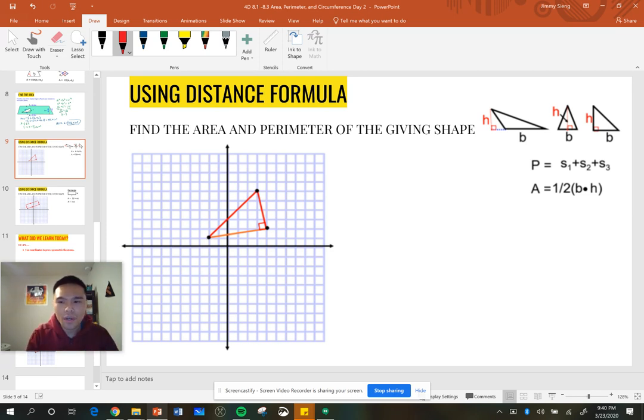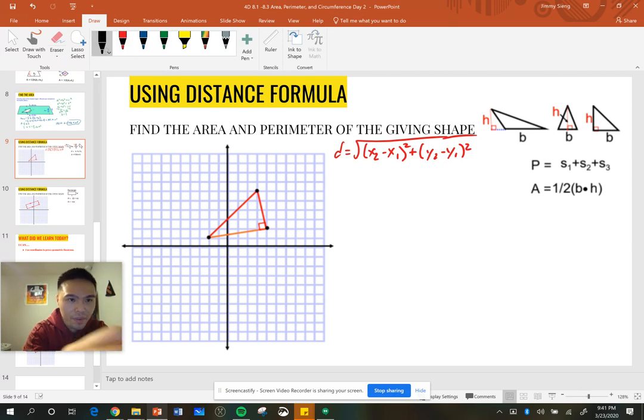So I need to know the side length of each of those sides. Right now, I can't really count them, right? If I try to count them, I can guesstimate it, but that's not going to be right. So what I need to do is use my distance formula. Remember distance formula? That's going to be the square root of x2 minus x1 squared plus y2 minus y1 squared. Okay. Let's go ahead and put those points down.